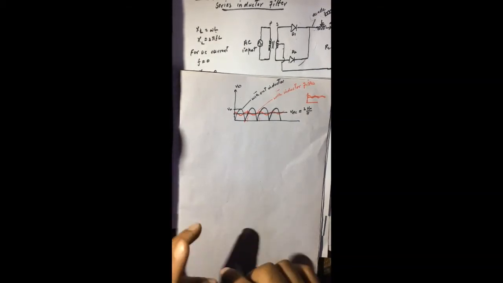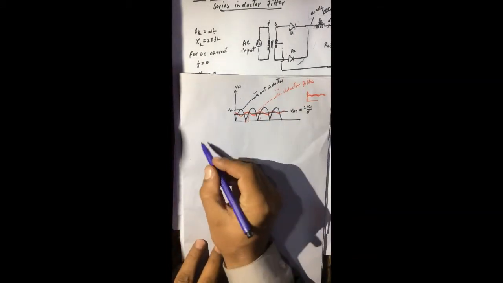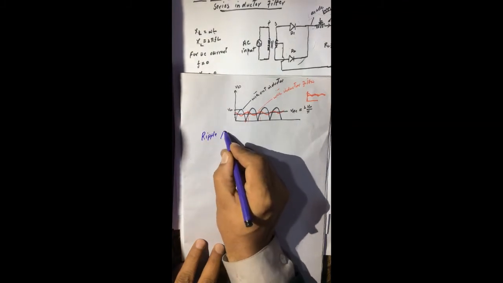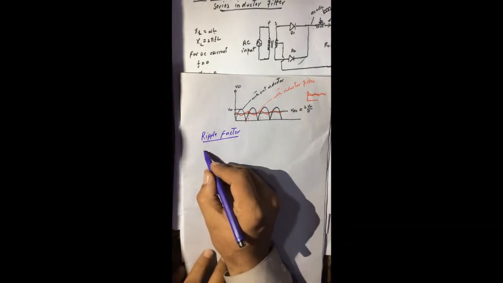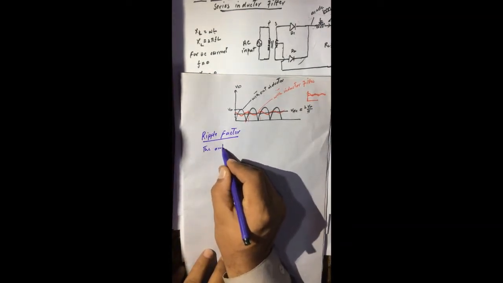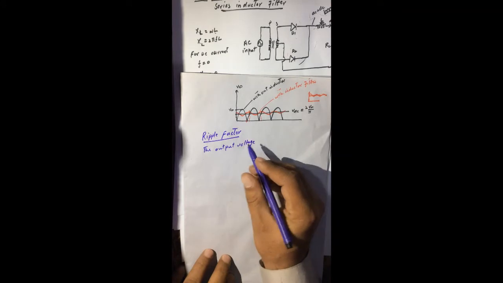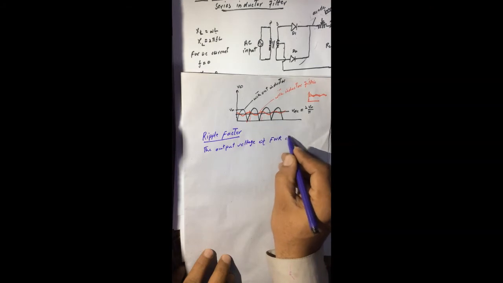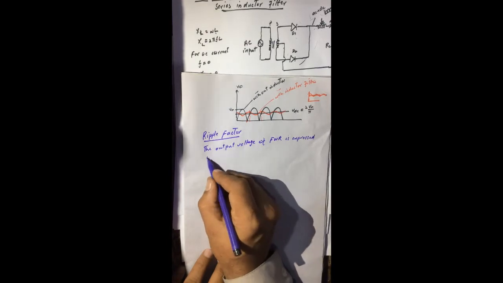Okay, next we will calculate the ripple factor of this inductor filter, L filter or series inductor filter. Ripple factor. Now we know that the output voltage of full wave rectifier is expressed using Fourier series.